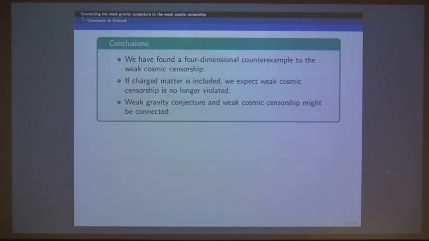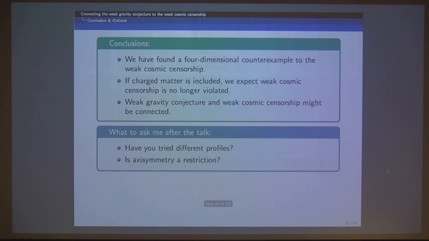Conclusions: we have found a four-dimensional counterexample to the weak cosmic censorship. I think that in itself is an interesting result. If charged matter is included, we expect the weak cosmic censorship is no longer violated precisely when the weak gravity conjecture is satisfied. Now, wouldn't it be nice if you asked me these questions?